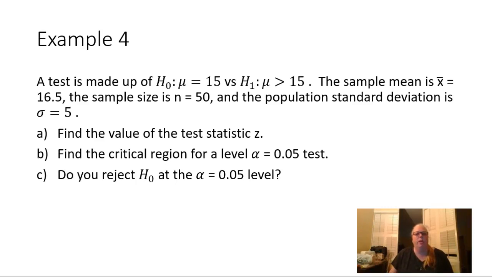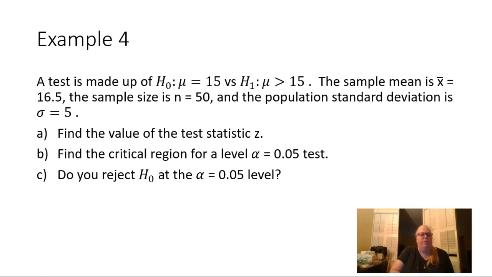Example 4. A test is made up of the null hypothesis mu is equal to 15 versus the alternate hypothesis mu is greater than 15. The sample mean is x bar is equal to 16.5. The sample size is n equals 50, and the population standard deviation is sigma is equal to 5. The first thing we want to do is find the value of the test statistic.